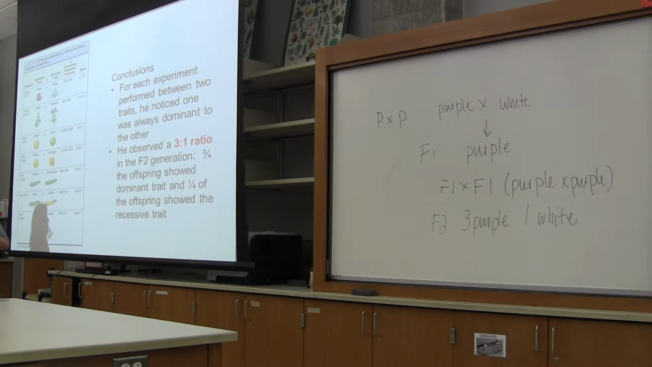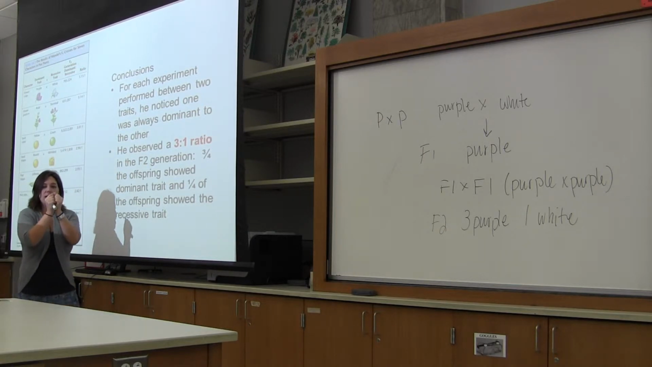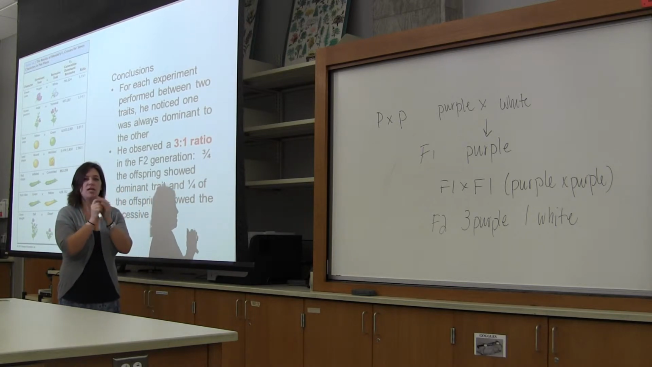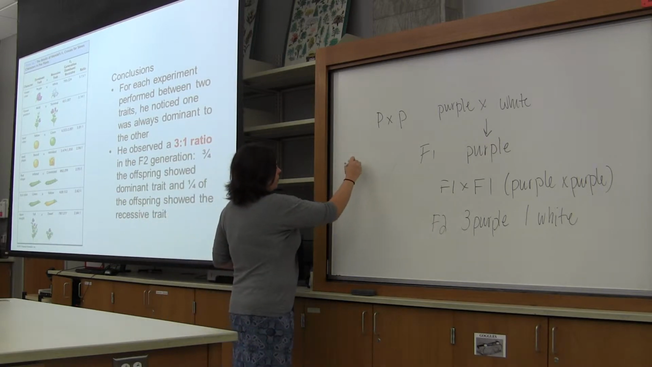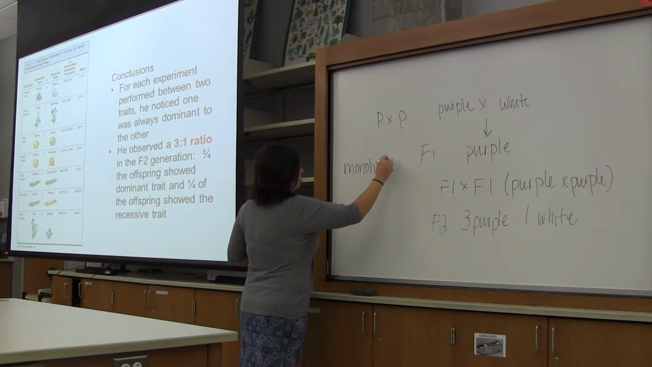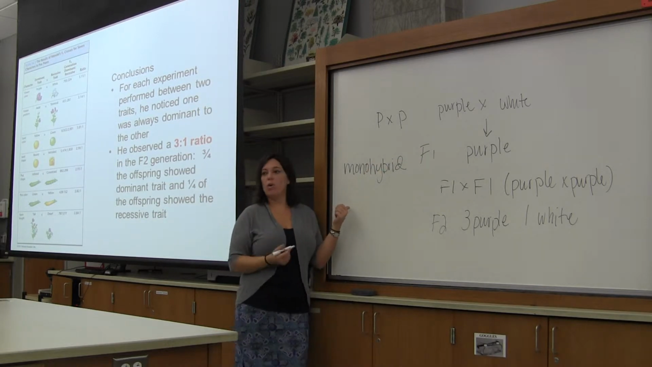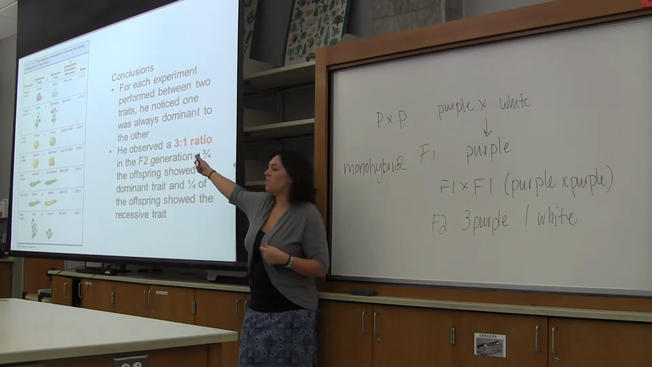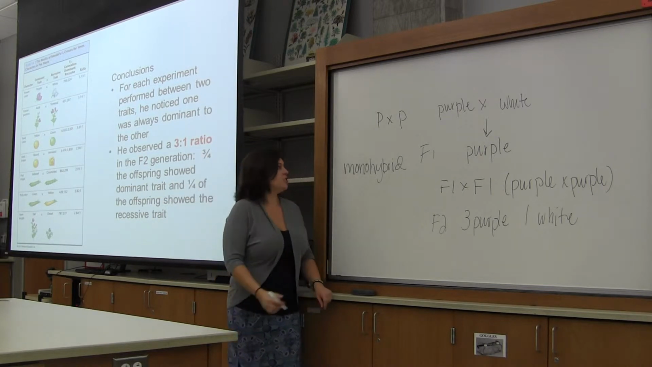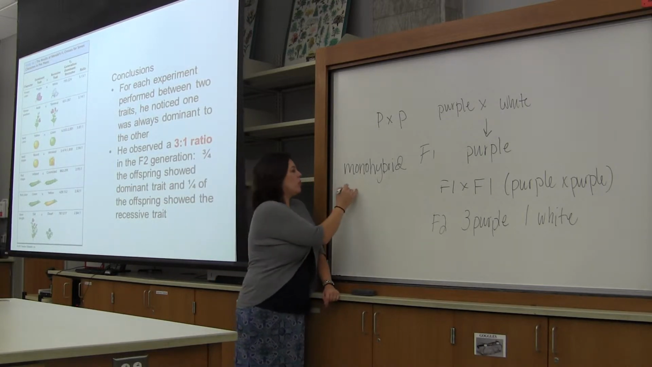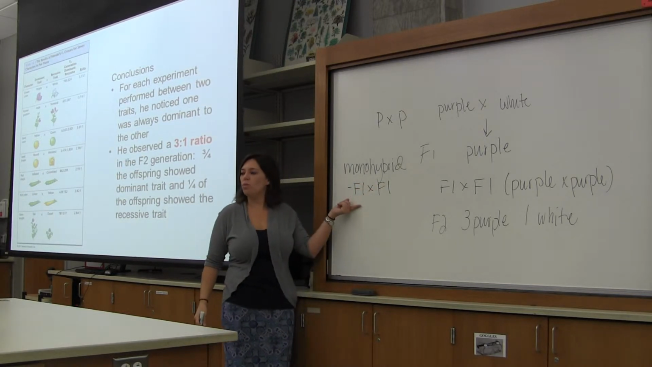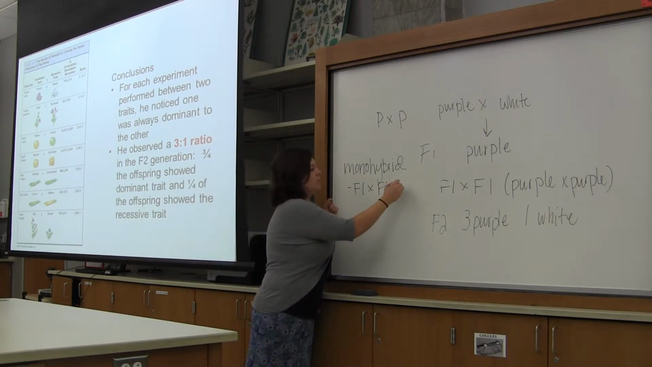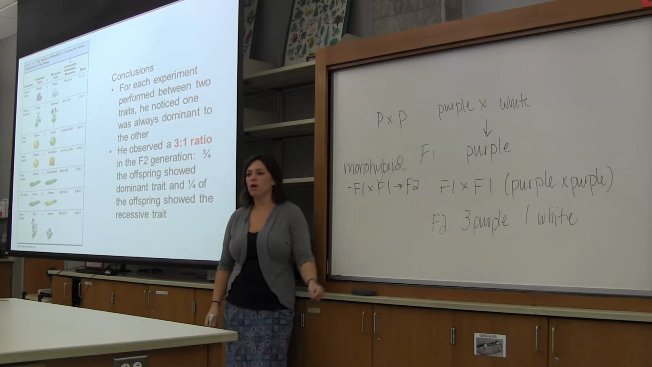And so in a simple genetic cross like this, where you're just comparing one gene but two different versions of that gene, that's called a monohybrid cross. So a monohybrid cross is going to be when you're looking at one gene. So in this case, we're looking at the gene for flower color. And so this is an example of a monohybrid cross. And more particularly, it's whenever you cross the F1s to one another in order to get the F2s. That's what a monohybrid cross is.